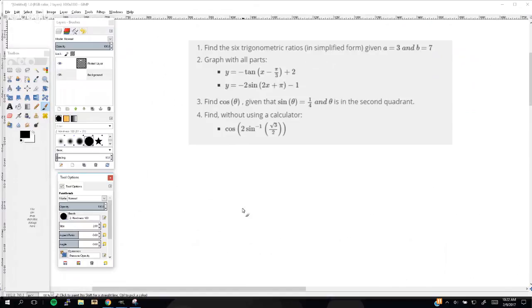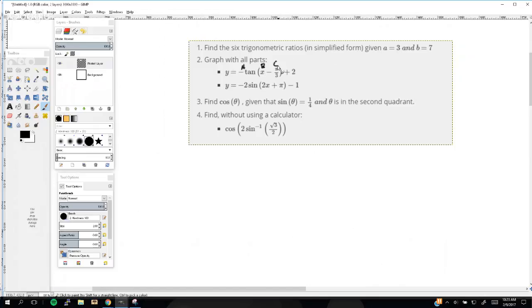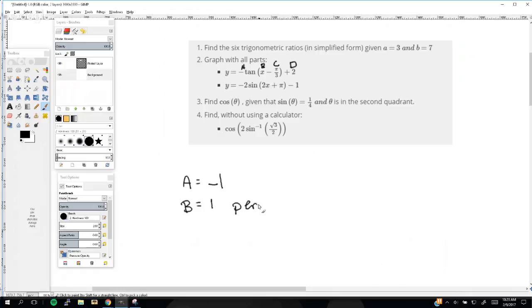Okay. So looking at this, you have A, B, C, and D. So the A is going to be making an inverse. And then the B, is that just 2 pi then? Yeah, it makes a period. Well, what is it? Because you divide by 2 pi, so it would just be 1.